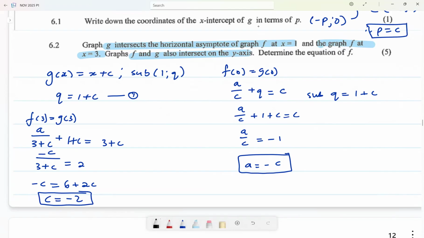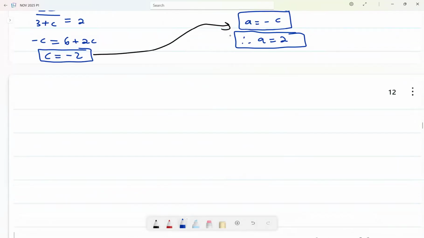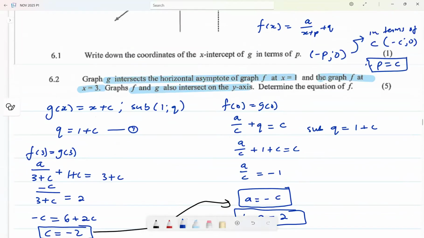But if c is equal to negative 2, I can already come back here and say, therefore, a is equal to 2. Okay, and then what do I need? The equation of f. So the equation of f, I can now say f of x, which was a divided by x plus p, or q. C is the same as p, q. So the last thing that I need to get is q. I can come back and say q is going to be equal to 1 plus c, which is how much? Minus 2. So q is equal to negative 1.